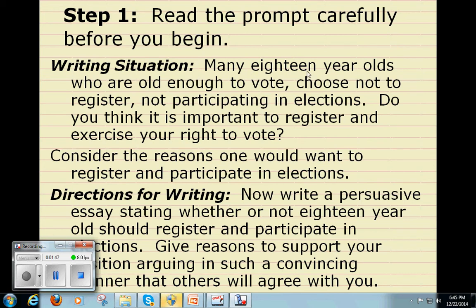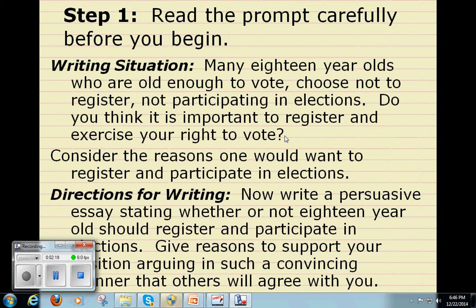This is a writing situation. They say many 18-year-olds who are old enough to vote choose not to register, not participating in elections. Do you think it's important to register and exercise your right to vote? This is the question here. Do you think it is important to register and exercise your right to vote? This question, as we can see, it's a yes-no question. You can answer yes, I think it's important, or no, I don't think.